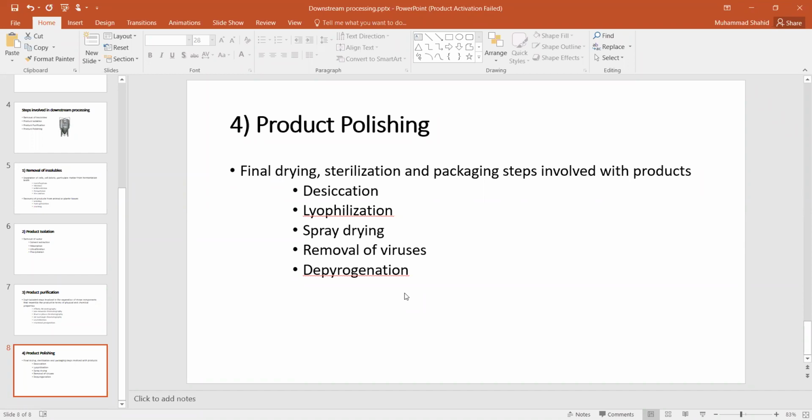So this is all about downstream processing, its definition, its importance, and the steps that are involved in downstream processing. So this is all about today's lecture.